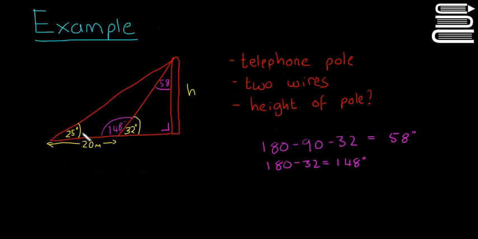And then we can work this one out as well. So we want to find out this angle. It's going to be 180 minus 148 minus 25, and that's going to give us 7 degrees. Okay, so this last one here is just 7 degrees.